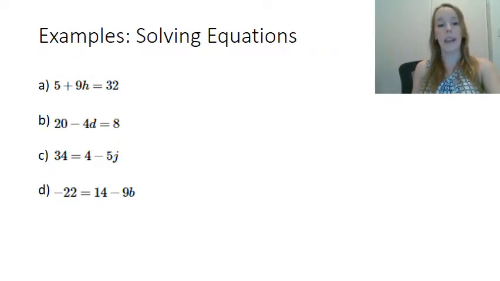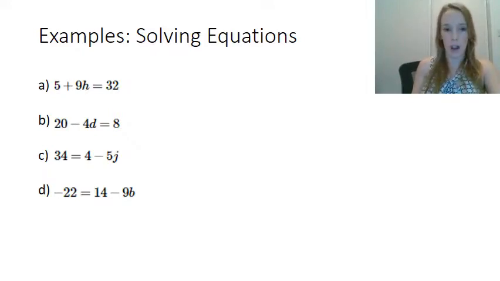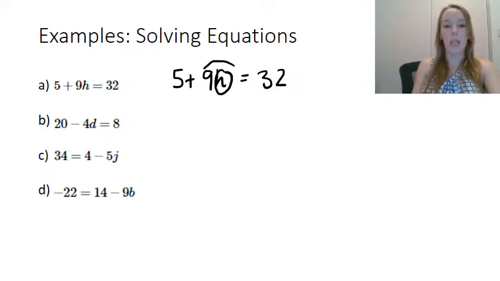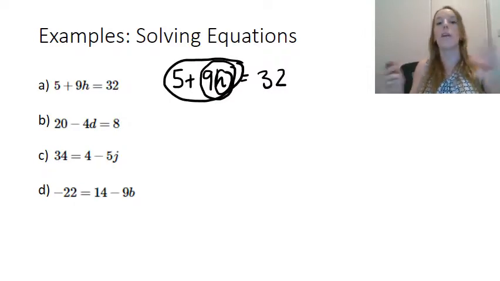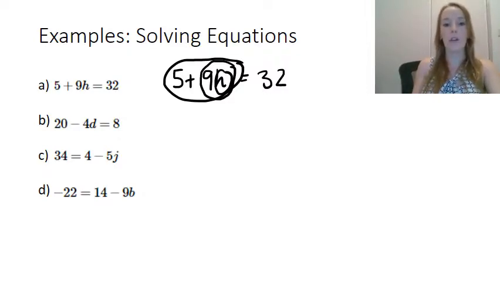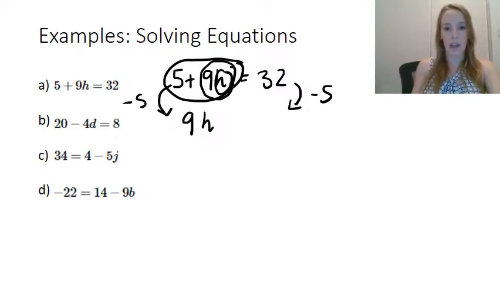So we've got quite a few more here that we're going to play with to show you how it works. So we've got 5 plus 9h equals 32. Our h is our unknown. What's happened to h? Well, it's been multiplied by 9 and then the 5 has been added. So we're going to work our way through this onion to get to the center, which is that h. The first thing we're going to do is get rid of that plus 5. To do that, we have to take 5, and we're going to do that from both sides to make sure we're maintaining equivalent equations. So that will leave us with 9h, and 32 take 5 is going to give us 27.